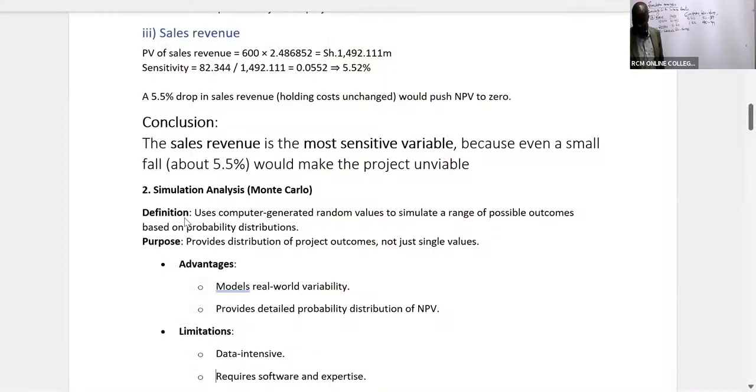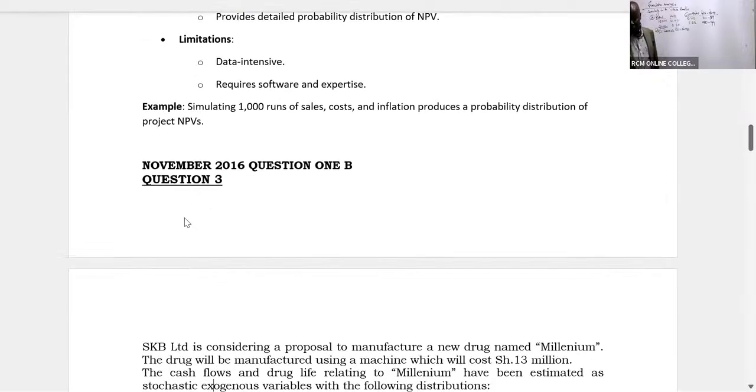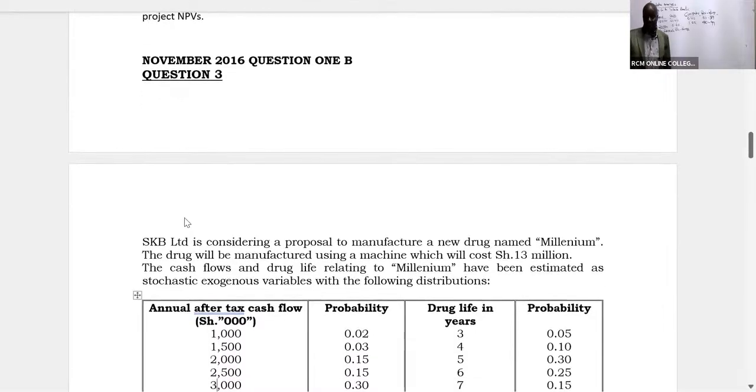And I would want us to look, it's an old question, November 2016, question number 1B. November 2016, question number 1B. It is there. So November 2016, question number 1B. SKB. Are we there? SKB.